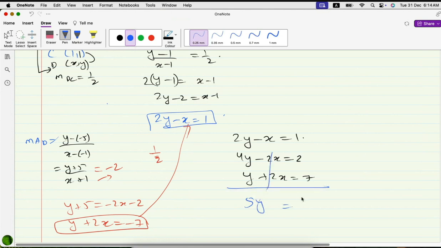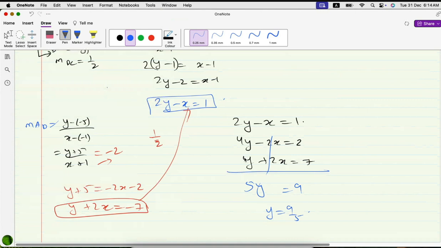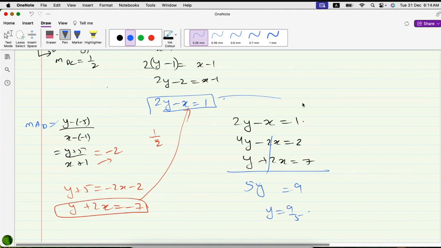5y, 9y is equal to 9 by 5. And then we can plug that back in to get our x. So using the same one, 2y minus 1 is equal to x. 9 by 5 minus 1 is equal to x. 18 by 5 minus 5 is equal to x.